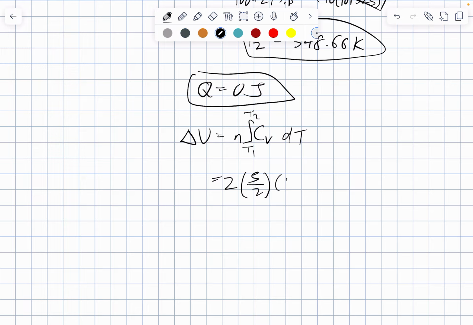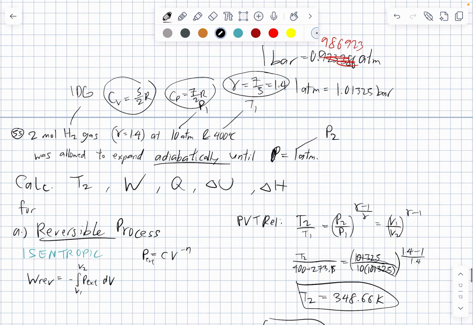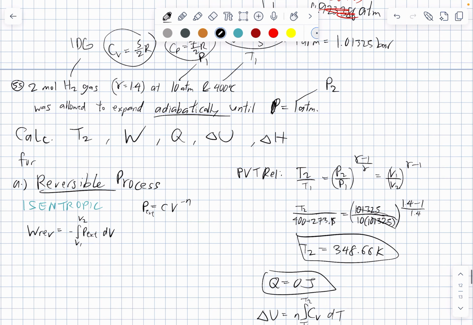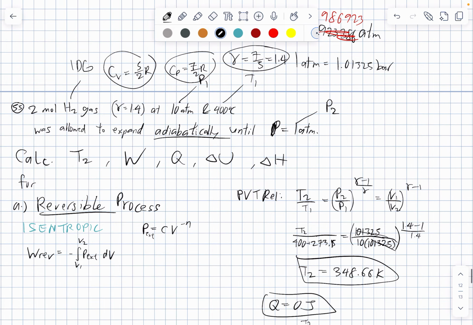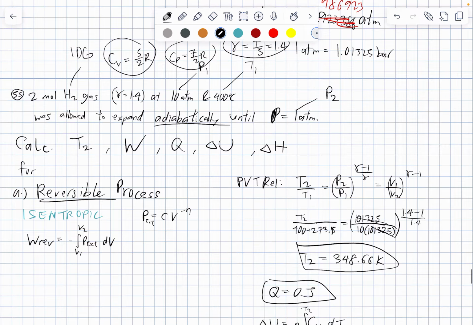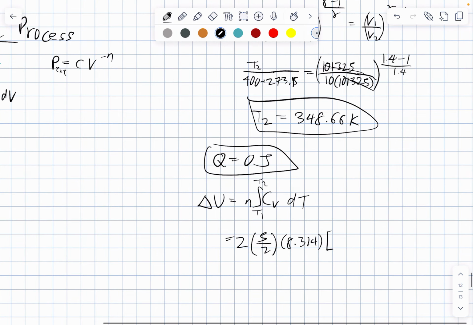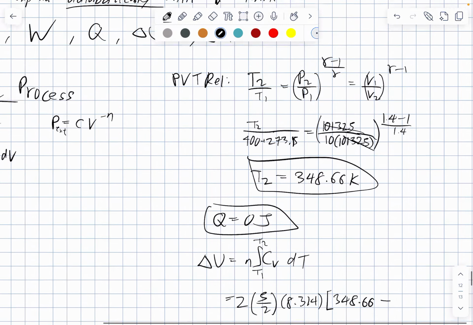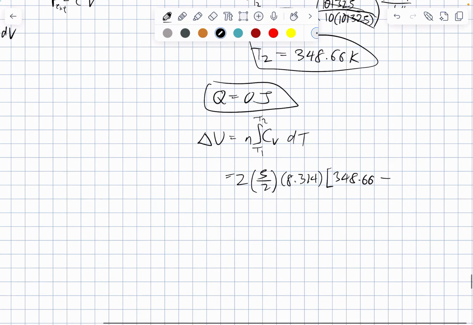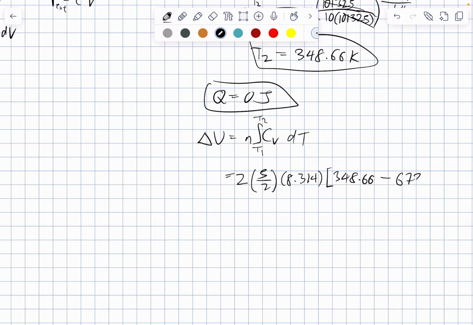R being what? 8.314, since we want the unit of delta U in joules, no? dT, T2, what? T2 is what? Wait, do we have temperature? We do. T2, 348.66 minus T1, 673.15. Huh? Is that correct? 400 plus 273.15. Yup.